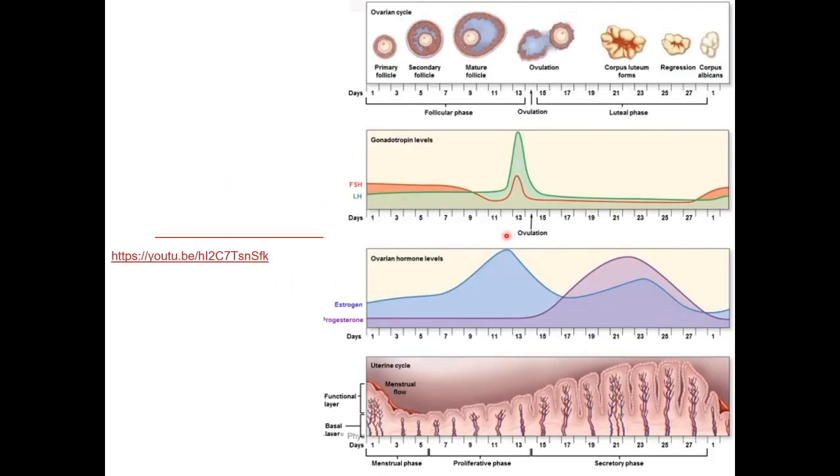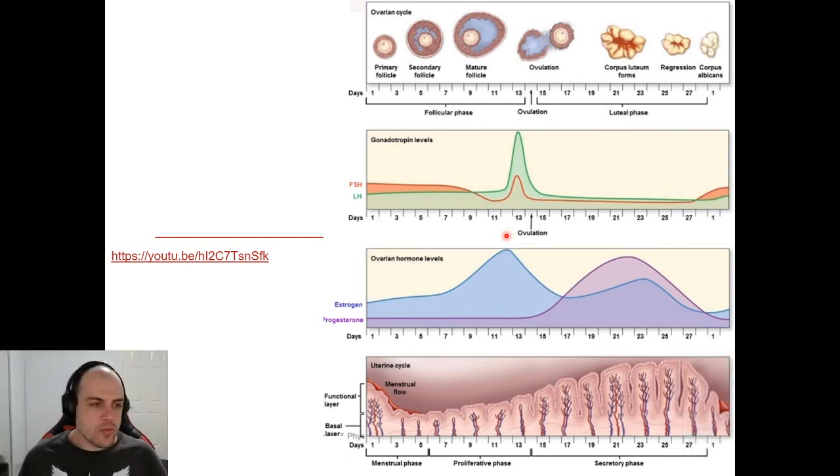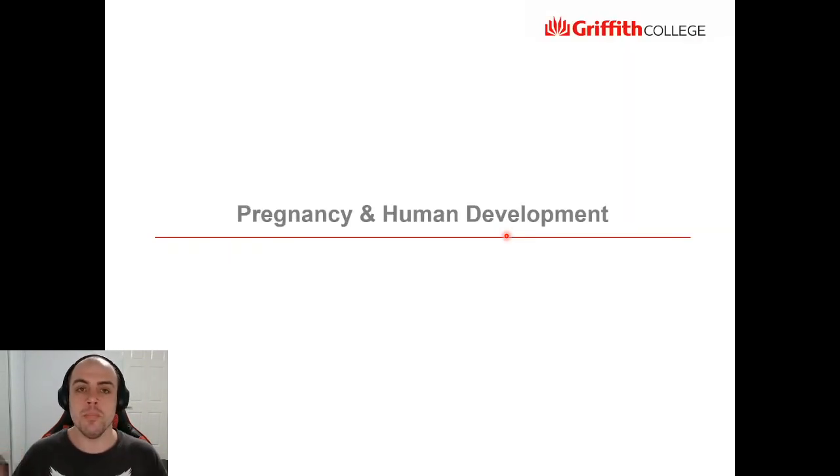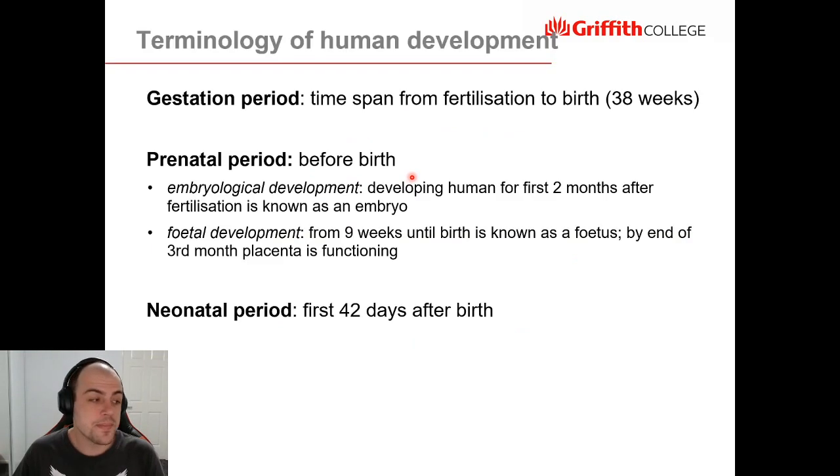So what we've discussed in quite a lot of detail now is the female reproductive system, a lot of those key female structures. And we've also looked at the ovarian and the uterine cycle during the female menstrual cycle. Now, obviously, all of this is leading to a main purpose, a main objective, and that is pregnancy and human development. Why? The purpose of reproduction, okay? The human race is not going to exist for very long unless we have this process in place.